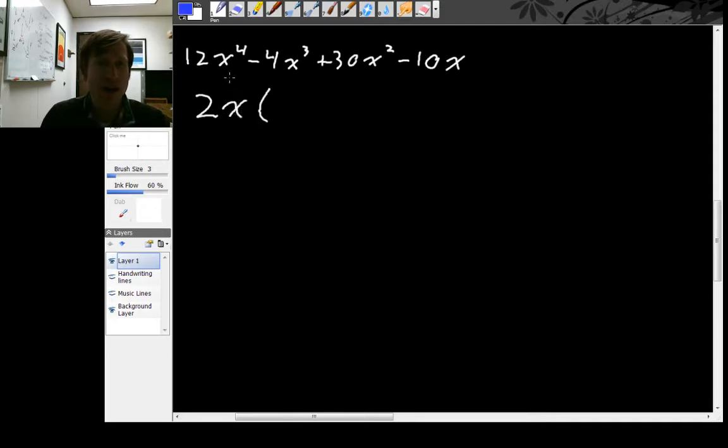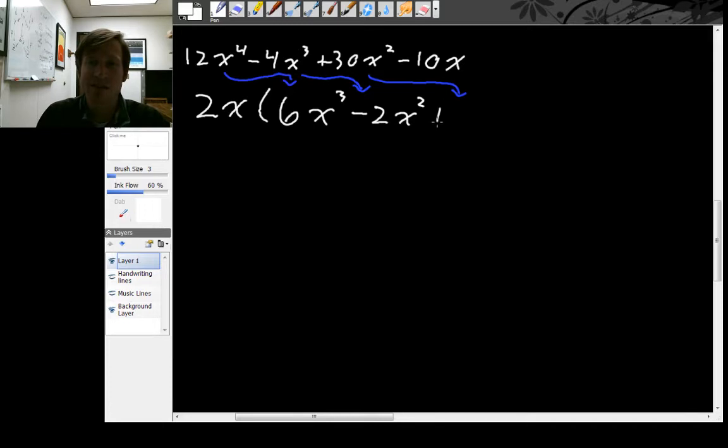So what does this leave behind? From this first part, 12, let's see, factoring out a 2x, that's going to leave behind a 6. And factoring out an x, that's going to leave behind an x cubed. So 6x cubed from that first part. Now from the second part, factoring out 2x is going to leave behind negative 2x squared. Now from the third part, factoring out 2x is going to leave behind 15x. And then finally, this last part, factoring out 2x is going to leave behind negative 5. Okay.